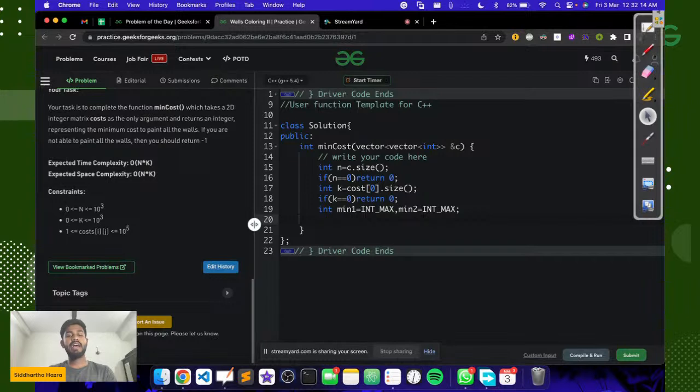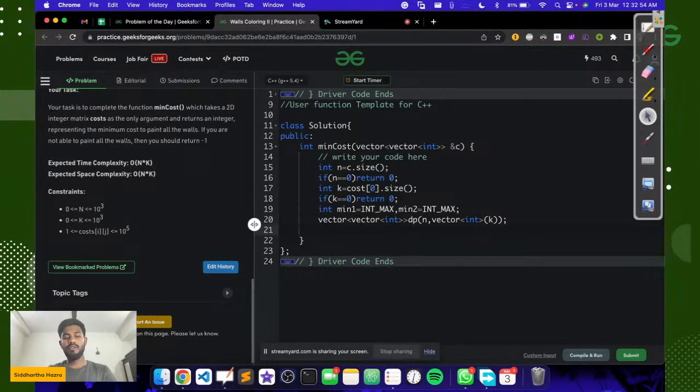Okay, and then I would make a 2D vector, let's say dp of n cross k. So n cross k, that is 3 into 3, but a dp array of size 10 to the power 6 behaves abruptly sometimes, so I won't take a risk. Vector int dp of size n comma vector int of size k itself. Okay, fair enough. Now we would start the iteration.